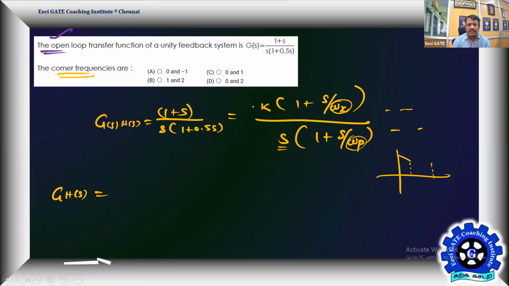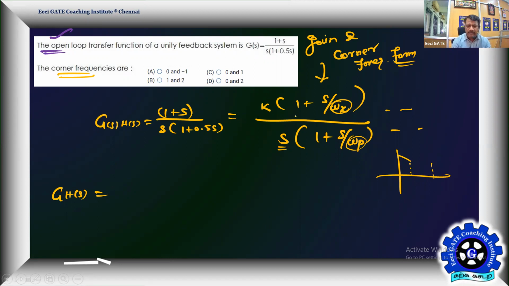So make it in the gain and corner frequency form. This form is known as gain and corner frequency form. Your loop transfer function should be written in gain and corner frequency form. Then you can easily see the DC gain of the function as well as your corner frequencies. Then, the K is already 1. It seems to be 1. We'll see what the K is.